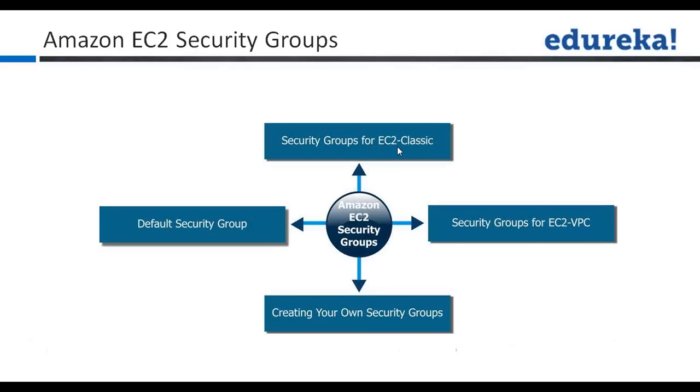When you have an Amazon account, it will always have one default security group. You can create your own security group, which we will do today.